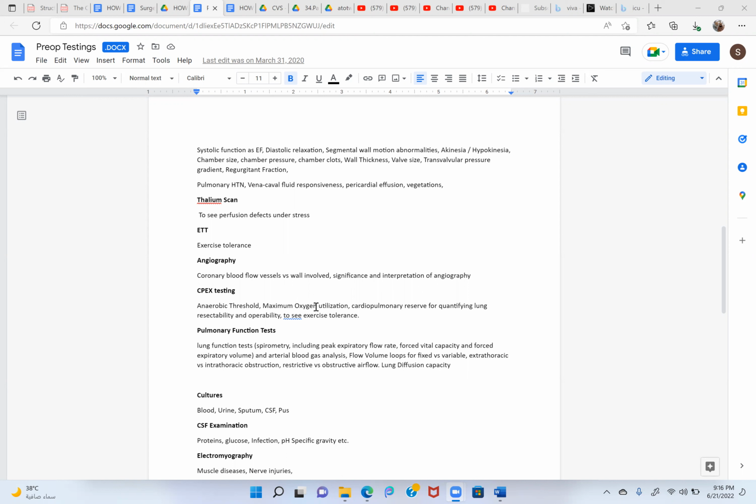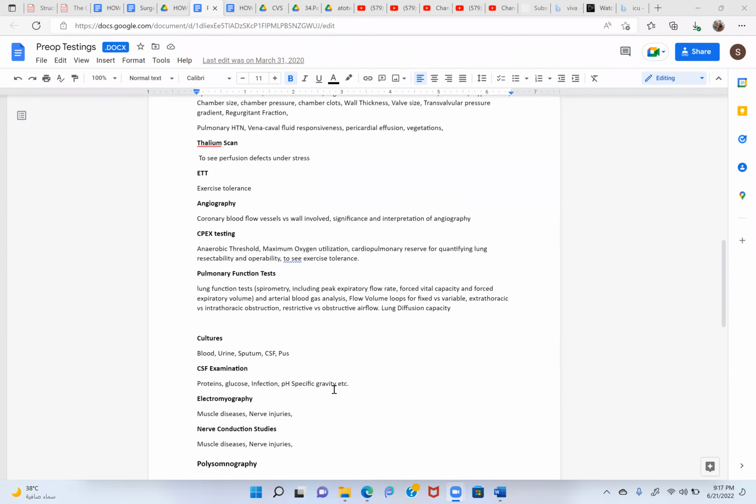This will be telling you the METs. Okay, and they do it to quantify. Usually they do it in lung resection and operability. It is, you can say, the exact representation of seeing the MET score.